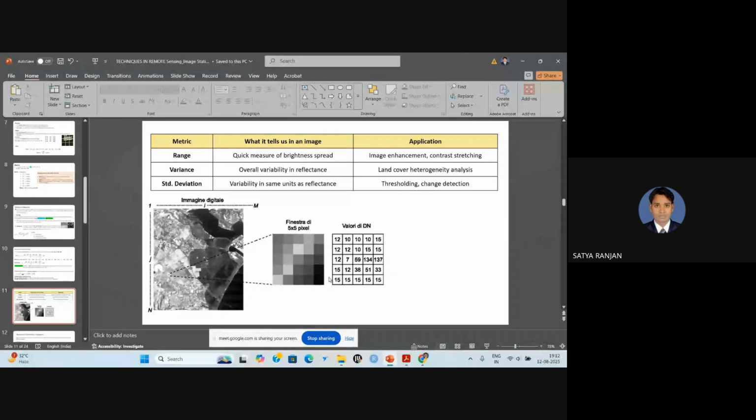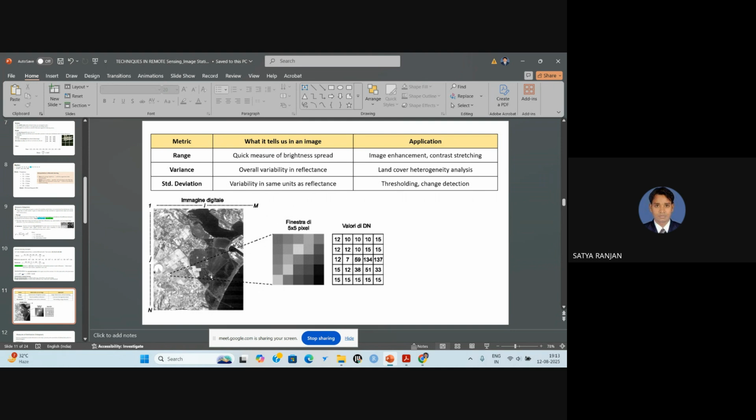The different applications: range is used in image enhancement and contrast stretching. After knowing the variance, land cover heterogeneity analysis is also possible. Then standard deviation is used in thresholding and change detection of different particular images. In this scene, I just saw that this is a panchromatic, that is a black and white, satellite image of an urban area.